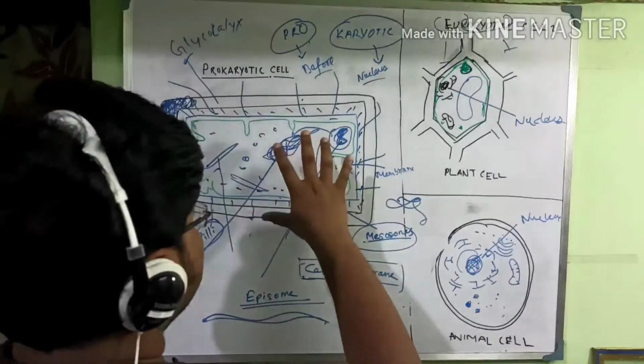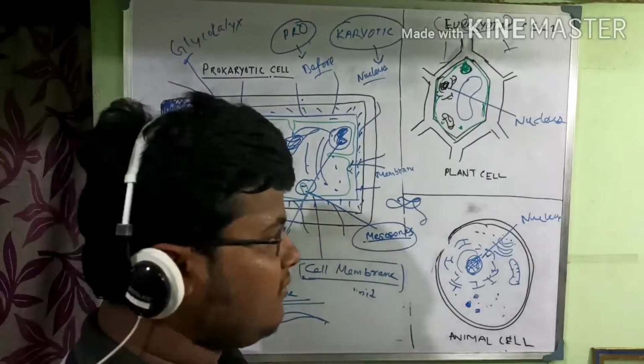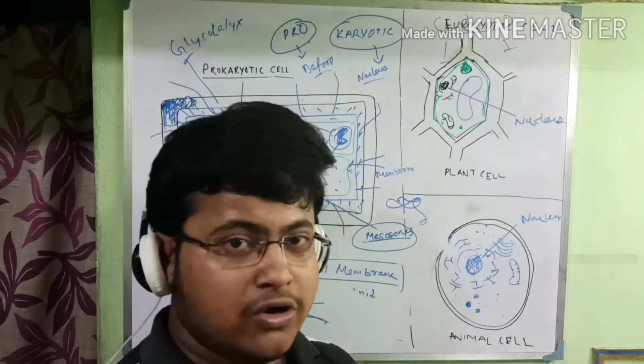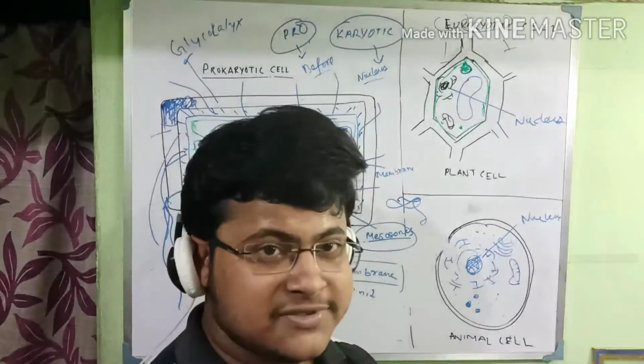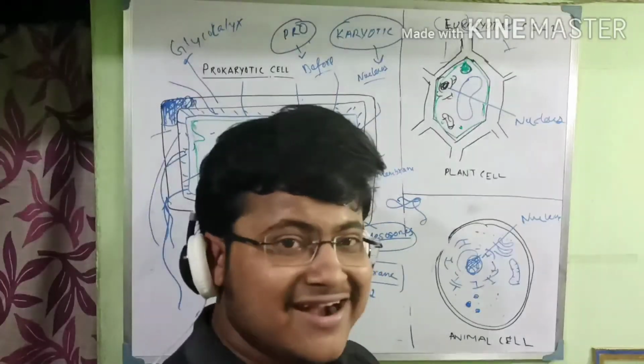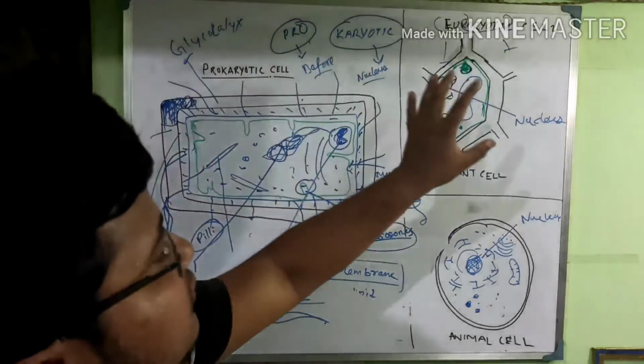The board is too hazardous and confusing to understand the topic, but I am just trying to make the concept as clear as possible. So this is the prokaryotic and the eukaryotic cell.